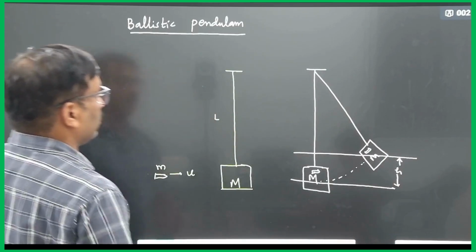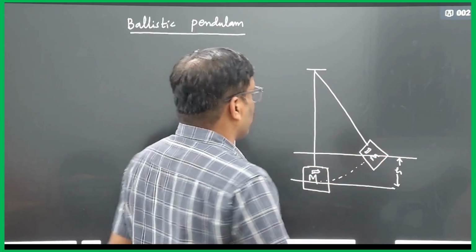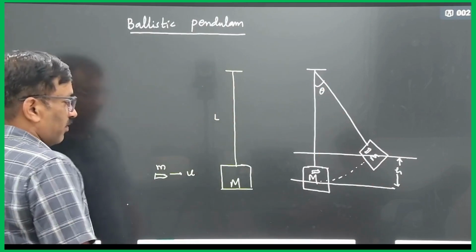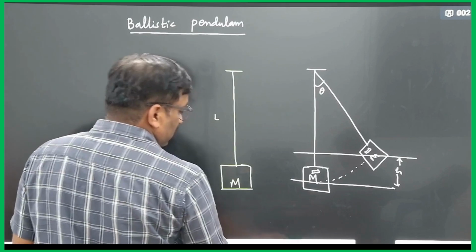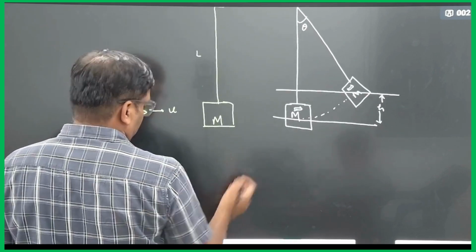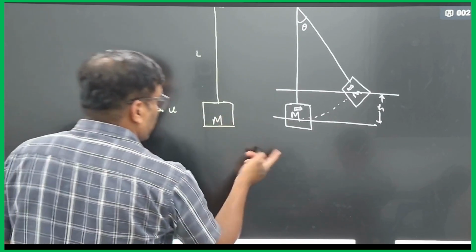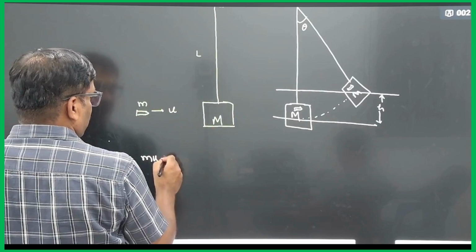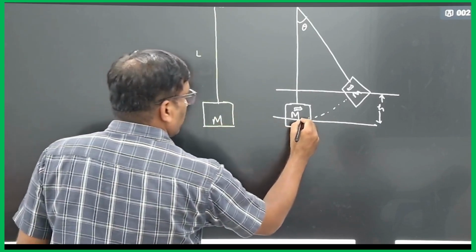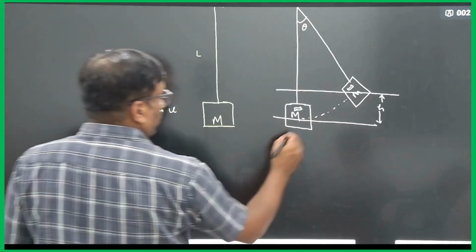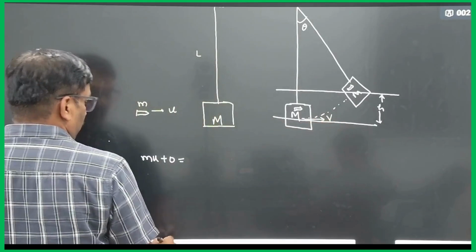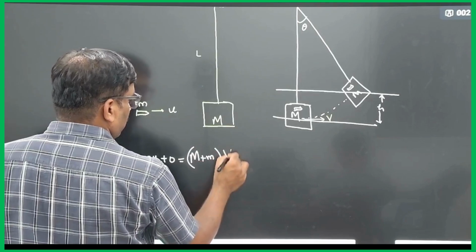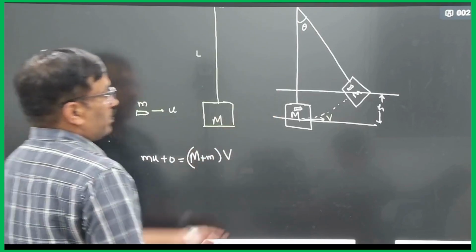If you determine this height, or if you determine this angle, we can determine the speed of the bullet. How to determine the speed of the bullet now? We will apply momentum conservation, as it is a perfectly inelastic collision. Before collision, the block is not moving, so its momentum is 0. After that they move with some speed, suppose capital V. So capital M plus small m into V. V will be the speed of this combined system.